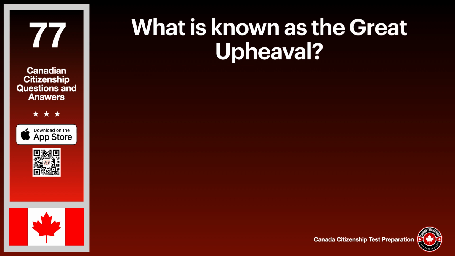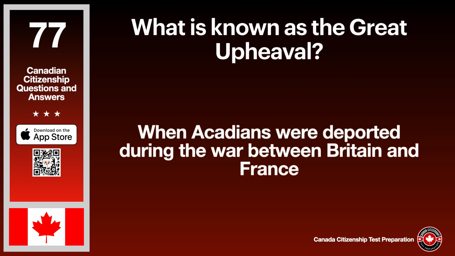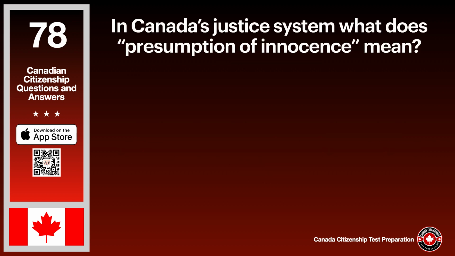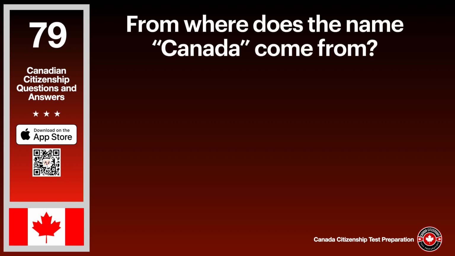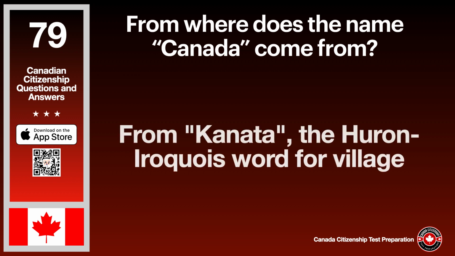What is known as the Great Upheaval? The answer is when Acadians were deported during the war between Britain and France. In Canada's justice system, what does presumption of innocence mean? The answer is everyone is innocent until proven guilty. From where does the name Canada come from? The answer is from Kannada, the Huron-Iroquois word for village.